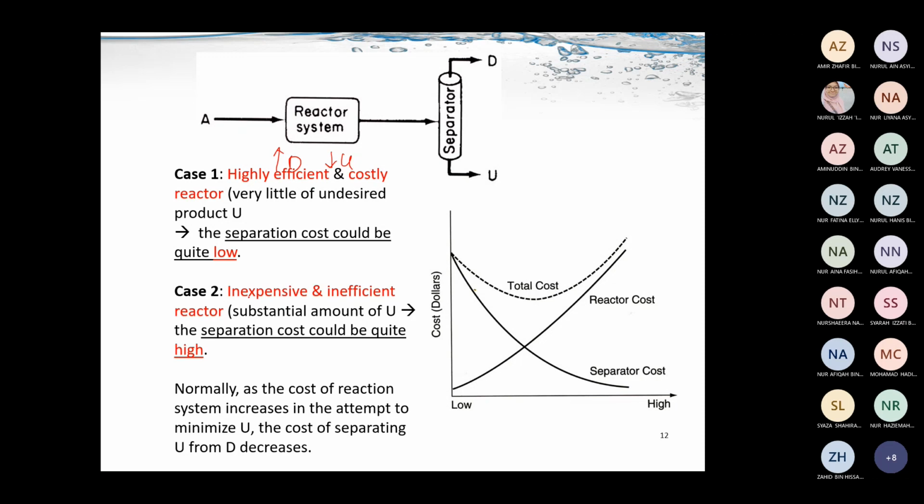Then we have case number 2, which is an inexpensive and inefficient reactor. If we use a cheap reactor that is inefficient and does not convert fully, for example converting less than 70%, the separation cost will be quite high in order to separate D and U. Normally, as the cost of the reaction system increases in an attempt to minimize U, the cost of separating U from D decreases. So it is inversely proportional. For example, when reactor cost goes higher, the separator cost will be lower.